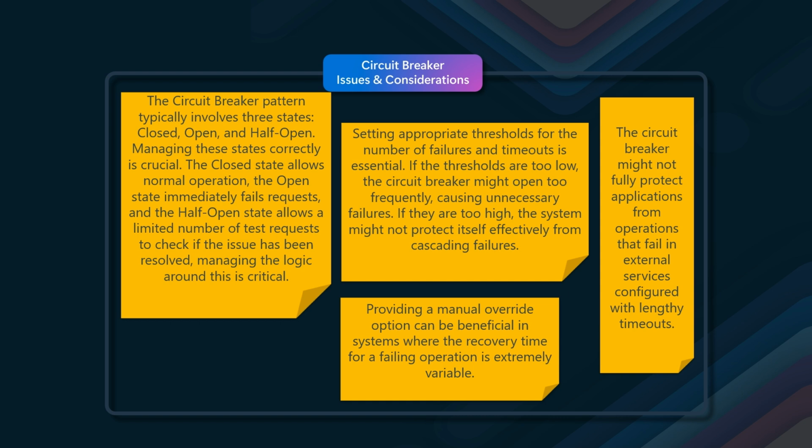Recovery testing. In the open state, the circuit breaker should periodically test the service to see if it has recovered. This can be done using a timer or by pinging the service. The interval for these tests should be carefully chosen based on the criticality of the operation and the nature of the service. Manual override. Providing a manual override option can be beneficial in systems where the recovery time for a failing operation is extremely variable. This allows administrators to manually reset the circuit breaker or force it into an open state as needed.